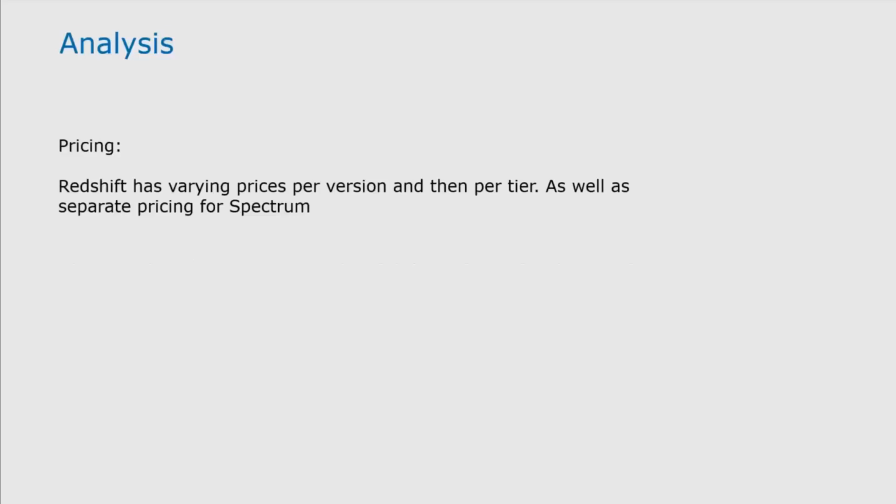Next up, pricing. Redshift has a varying price per version and then per tier, as well as separate pricing for Spectrum. And then you also have to think about how to partition your data between hot and cold storage. In RA3, you have your SSDs and caches near the compute nodes, and then you have colder storage in the cheaper storage area. So there are a lot of variables, even though, since there are so few options, you only have two options per tier, you're locked in some way.